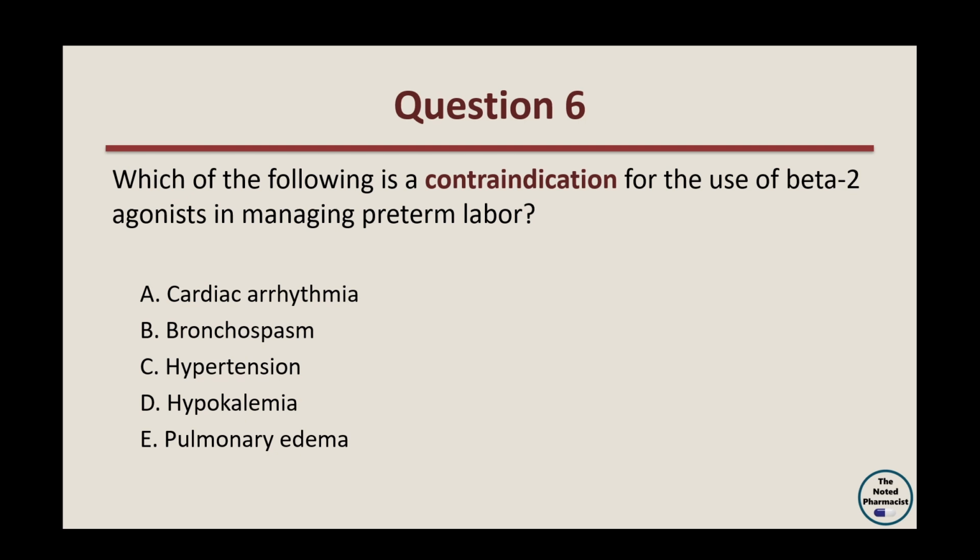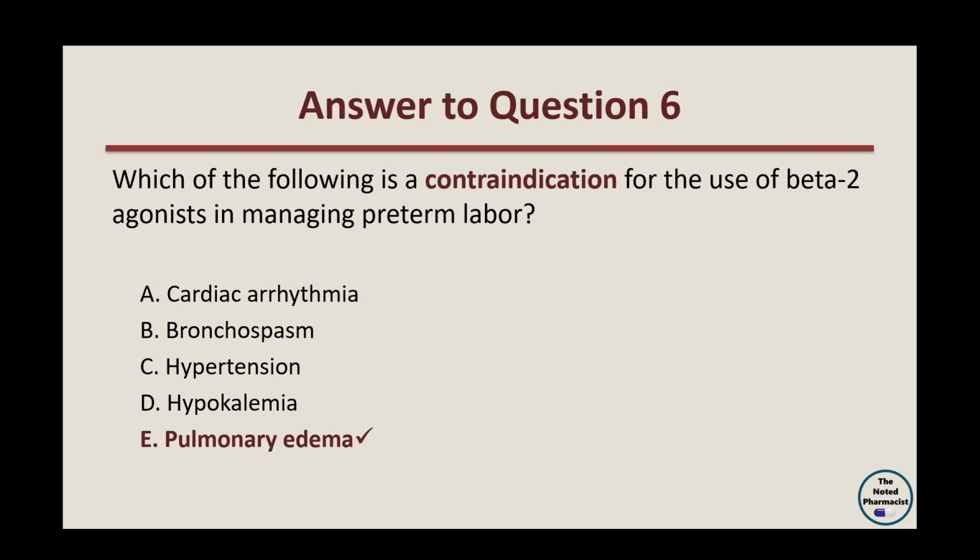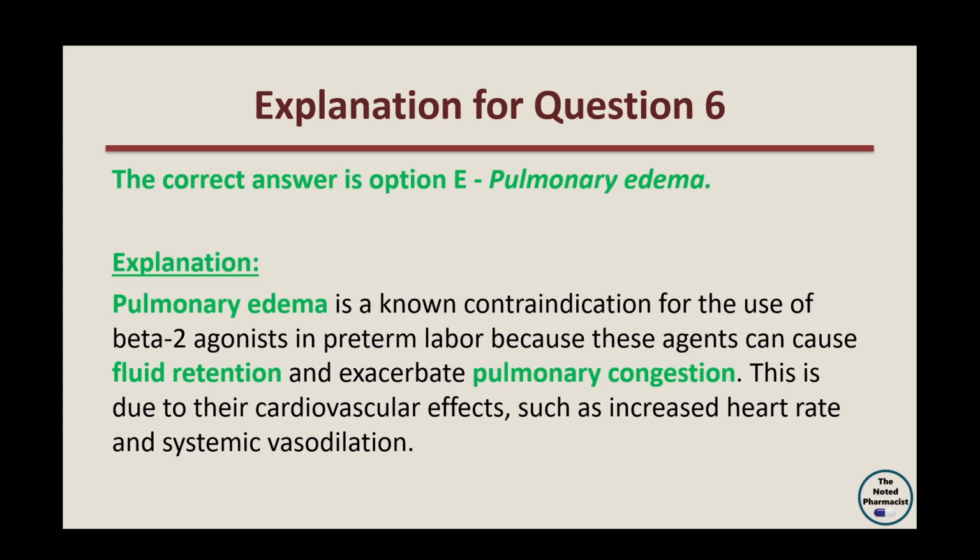The correct answer is option E, pulmonary edema. The explanation is as follows. Pulmonary edema is a known contraindication for the use of beta-2 agonists in preterm labor because these agents can cause fluid retention and exacerbate pulmonary congestion. This is due to their cardiovascular effects, such as increased heart rate and systemic vasodilation.